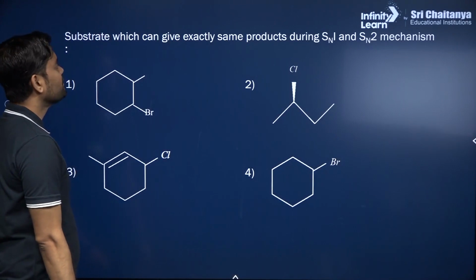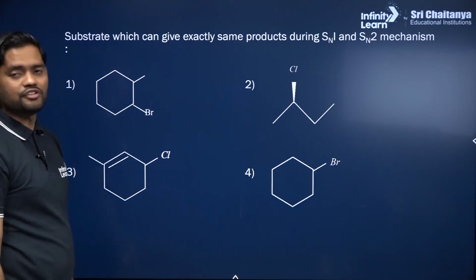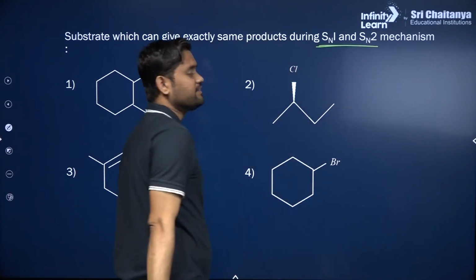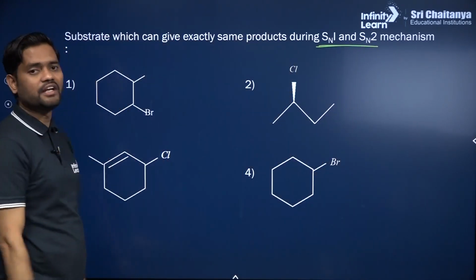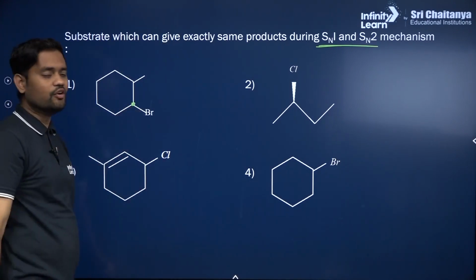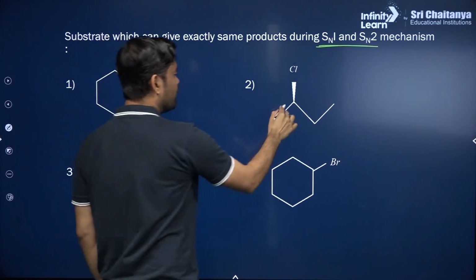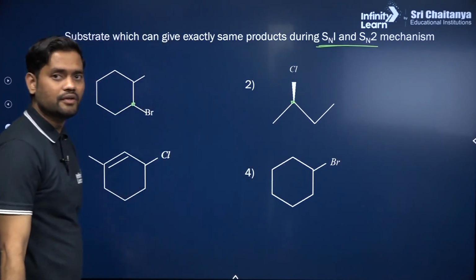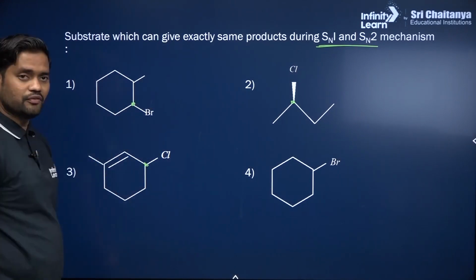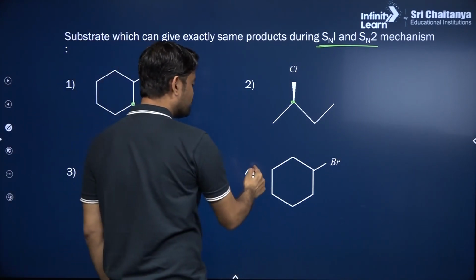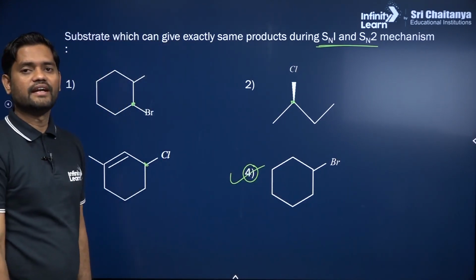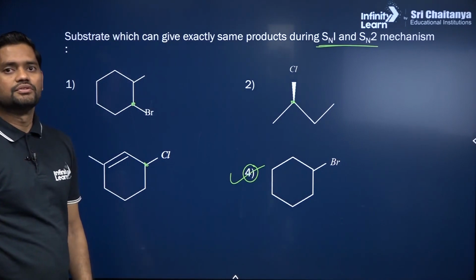Next, the substrate which can give exactly the same products during SN1 and SN2. Same product is needed. See, over here there is one chiral center, over here also there is another chiral center, and over here also there is one chiral center. In all the options, the only place where a chiral center is not there is option 4, and that's the right answer. Clear?